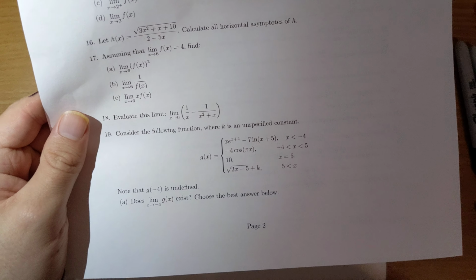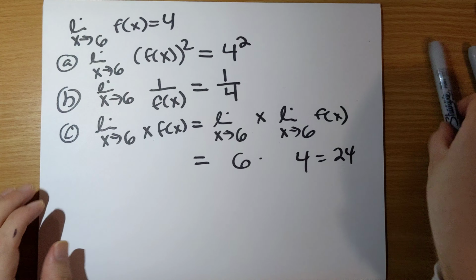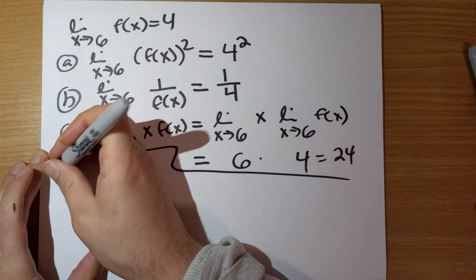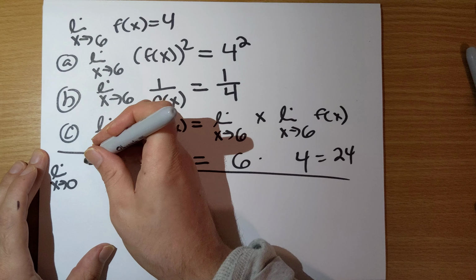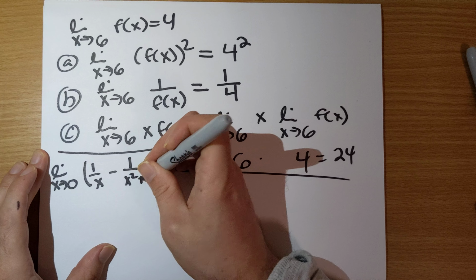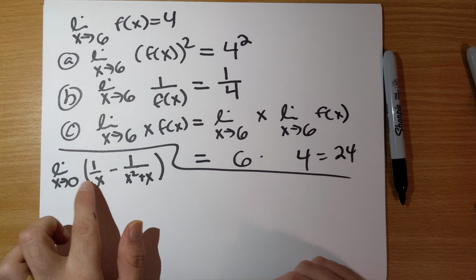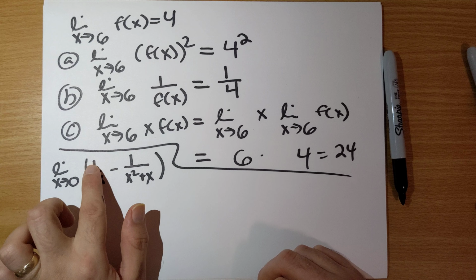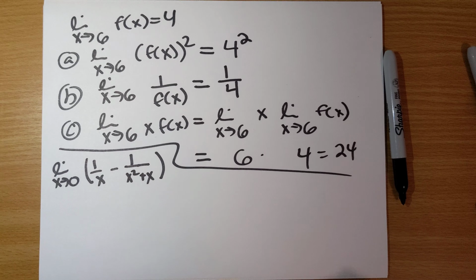For problem number 18 here, let's evaluate this limit. The limit as x goes to 0 of 1 over x minus 1 over x squared plus x. So realize that if we plug in 0 into 1 over x, well, that's going to be undefined. 1 over 0, we can't do that, and ditto for this term.